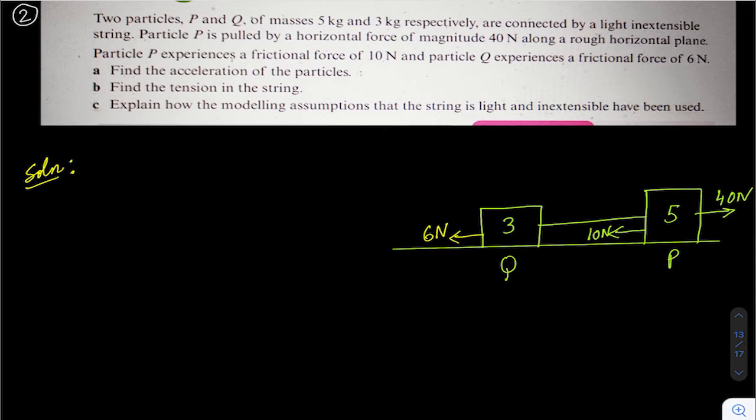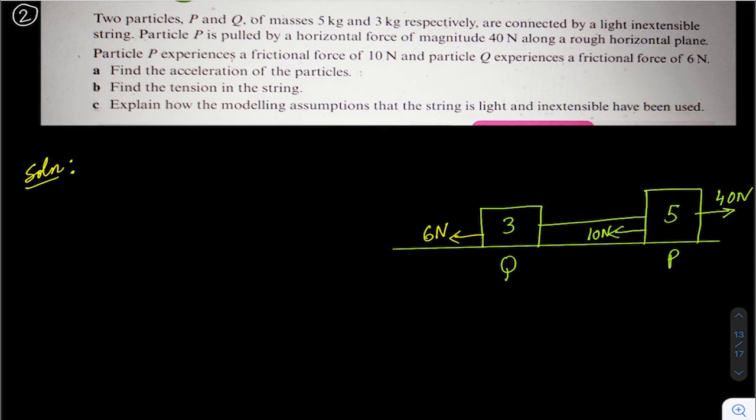Now there are two methods in this. Whenever there are more than one particle or more than one object, there are two ways. One is you can look at them separately, that is, what's happening to particle Q separately and what's happening to particle P separately. Or you can take that as a whole system as one. Taking it as a whole system is very easy and it solves the question very fast.